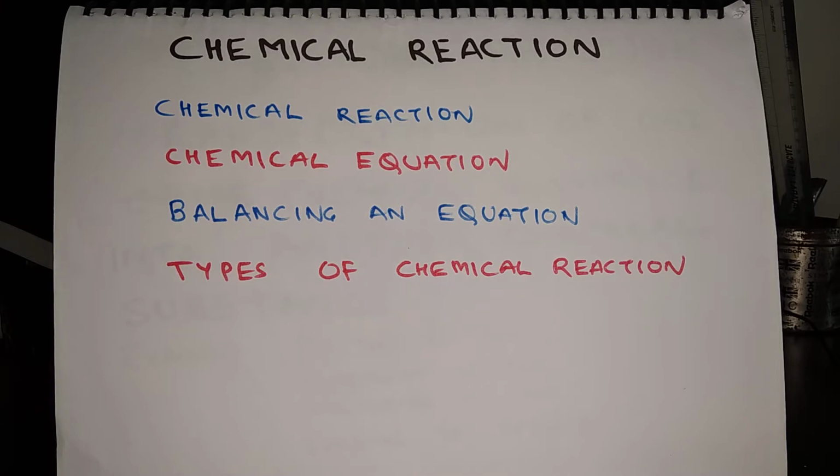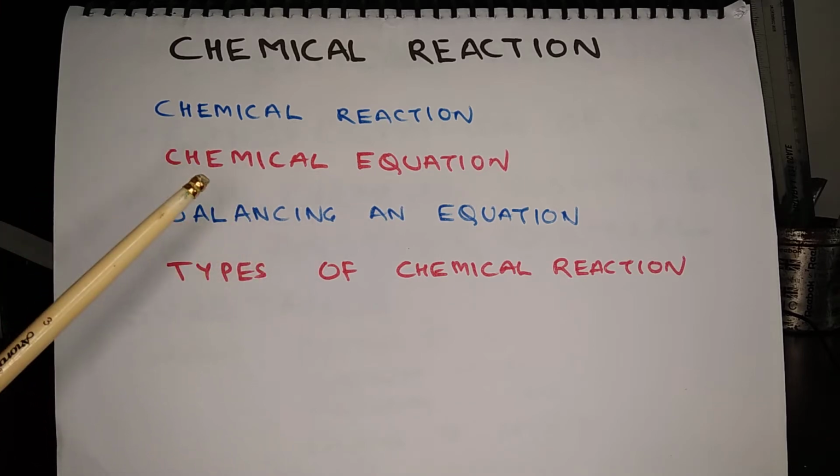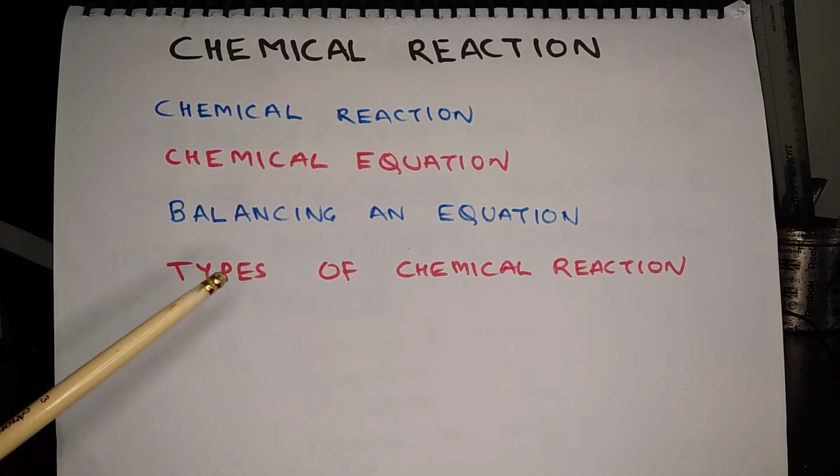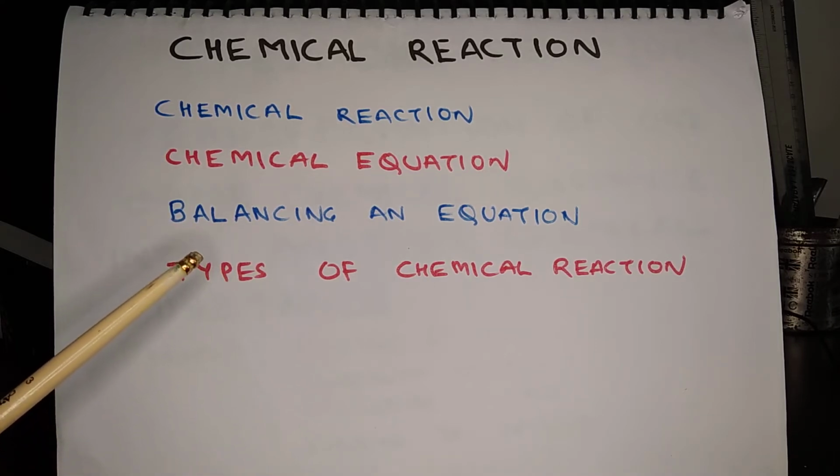In this lesson, you will be learning about chemical reaction and equation. You will learn about the definition and science of chemical reaction. You will learn about chemical equation, about difference between a balanced and unbalanced chemical equation. You will learn about the steps to balance a chemical equation. Then you will learn about different types of chemical reactions.